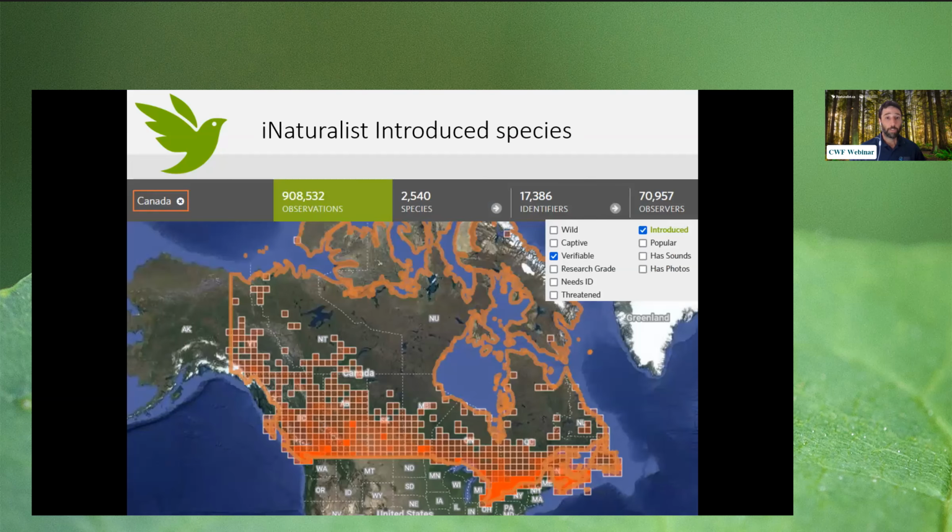And the database can be filtered, and this is where I'm going to touch a little bit on introduced species, invasive species. Here we can filter to show all the introduced species that are in Canada. And different filters, different species-specific searches can be done within the database. As we can see, there's almost 1 million observations of species that iNaturalist has tagged as introduced in Canada. And Kelly will talk more about what that means.